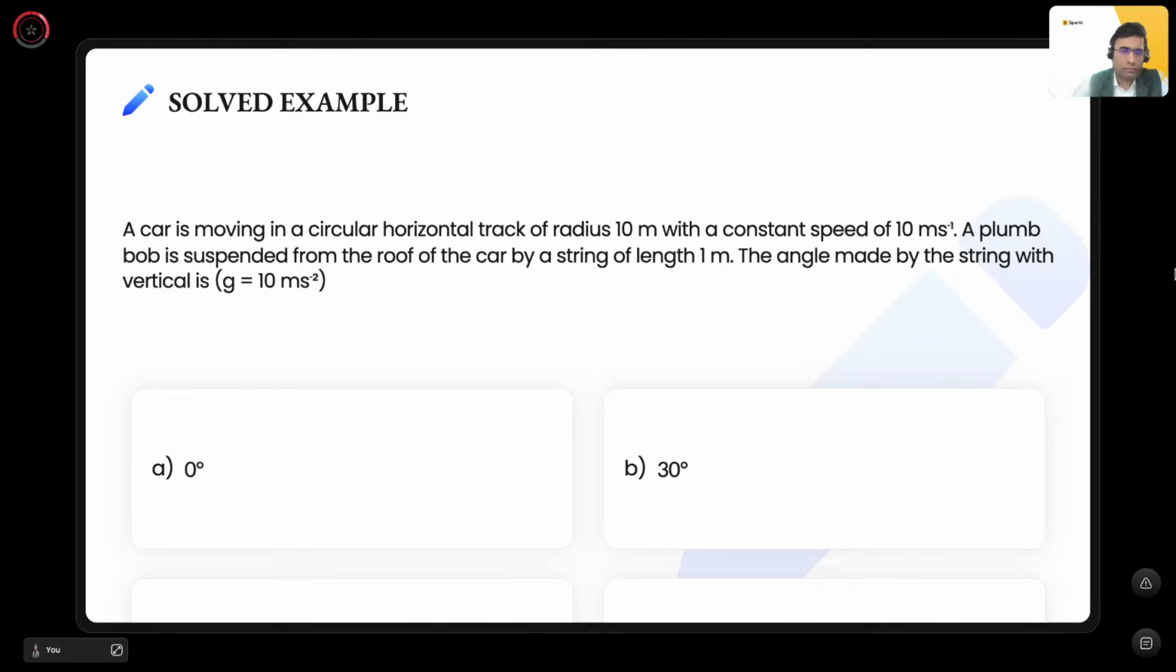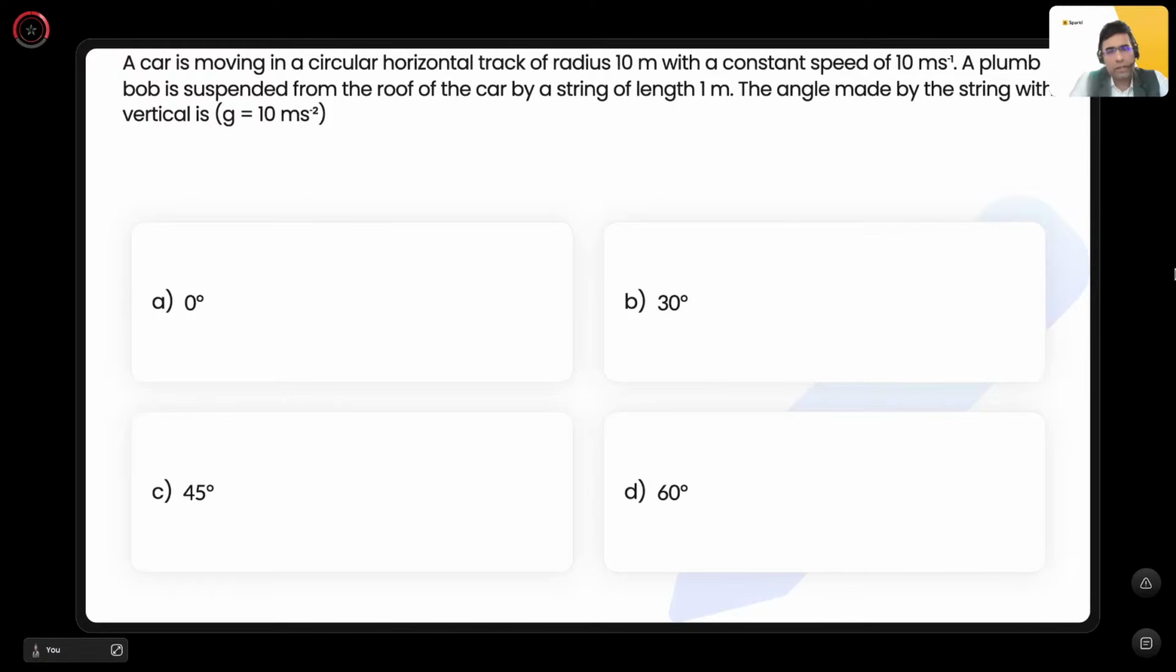A car moving in a circular horizontal track of radius 10 meter with a constant speed 10 meter per second. A plumb bob is suspended from the roof of the car by a string of length 1 meter. The angle made by the string with the vertical is. So it's again a direct formula.